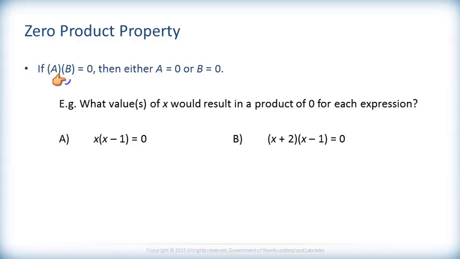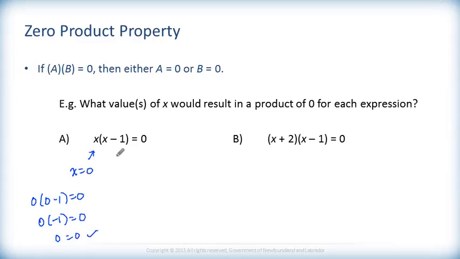It says if you multiply two numbers and the answer is 0, then one of those two numbers you multiplied had to be 0. How does that apply in an expression such as x(x − 1) = 0? What values of x would result in giving us 0 for this expression? Well, if I said that x is 0, then I would have 0 times (0 − 1), and that's 0 times negative 1 equals 0. So that would give us 0 equals 0.